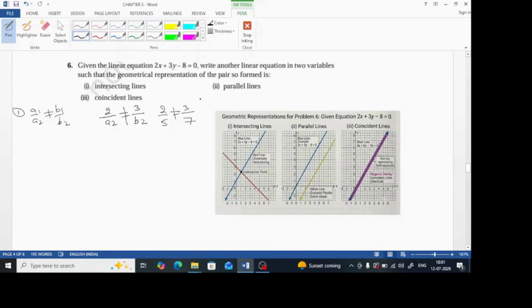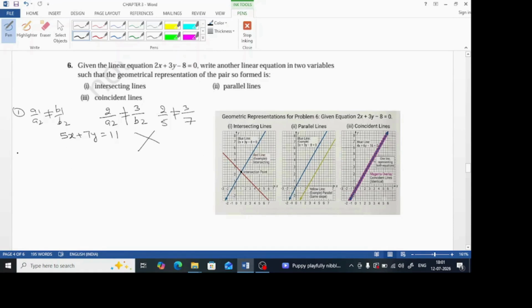Now we will see that a1 upon a2 is not equal to b1 upon b2. So our equation will be 5x + 7y = any number we can take, like let us take 11. So if we solve 2x + 3y - 8 = 0 and 5x + 7y = 11, we will get intersecting lines, as we have seen here in the graph.